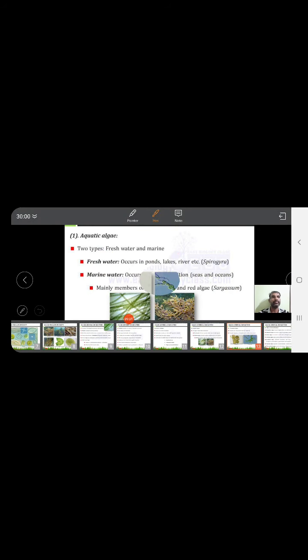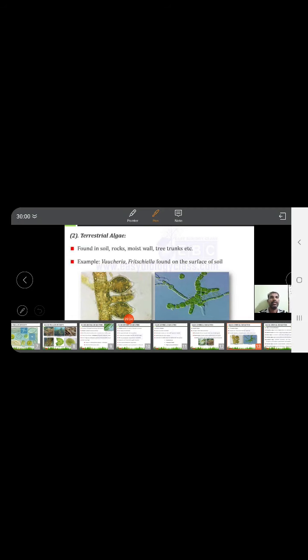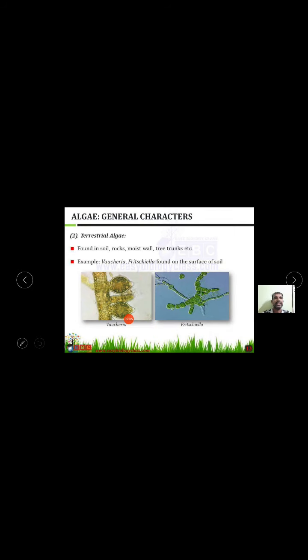Next, terrestrial algae belong to soil conditions; they are found in soil and on rocks, moist walls, tree trunks, etc. The best examples are Vaucheria and Fritschiella, found on the surface of the soil. This is Vaucheria. You can see a tube-like structure produced to the outside; that is the male sex organ. These are the female sex organs. This is Vaucheria, and this is Fritschiella.